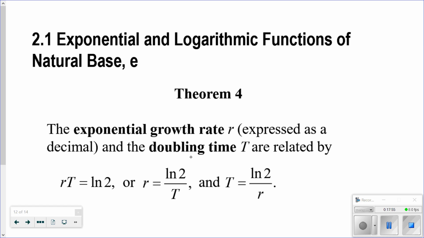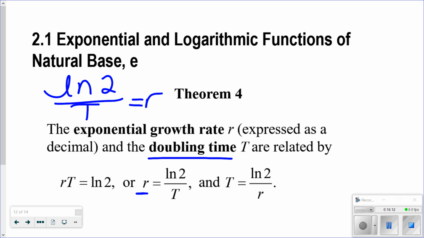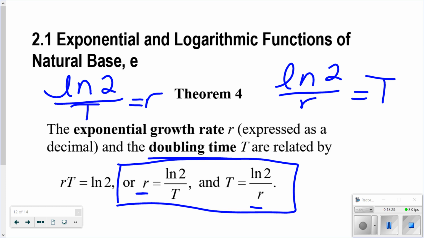Okay, doubling time. So if I know the doubling time, I can find the rate. All I do is take the natural log of 2, divide by the doubling time, and it gives me my rate. If I know the rate, then I take natural log of 2 and divide it by the rate, and that will give me the amount of time it takes for something to double. So you will want to write down these formulas.